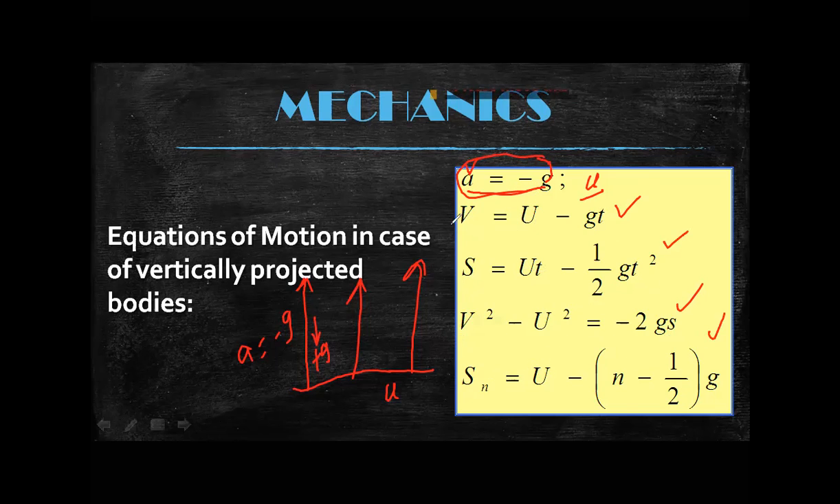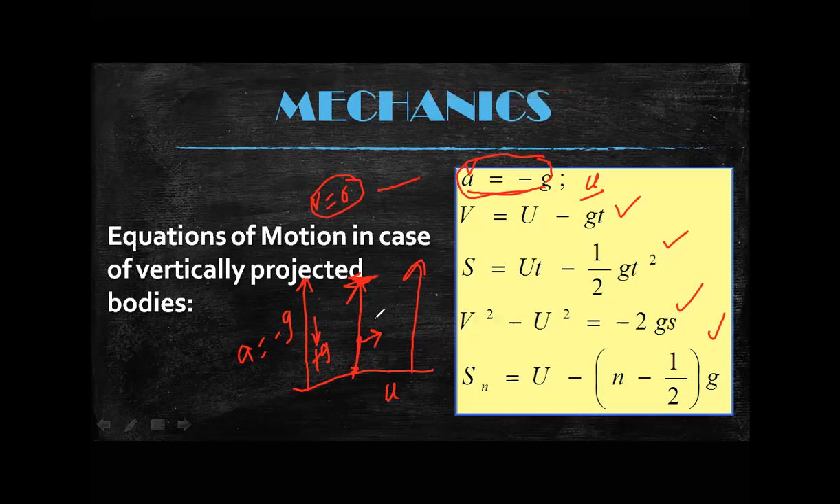You can ask me a question like, sir, v should be 0 when it reaches maximum height. But I'm not talking about that now. That is a special case, when you're dealing with the maximum height. I'm not talking about this maximum point. I'm just writing equations for the vertically projected upward direction. That's it.